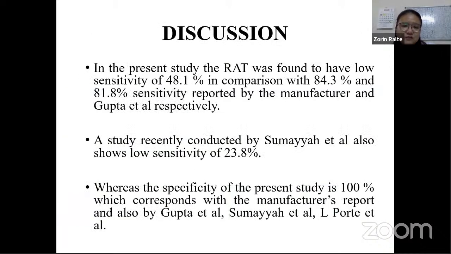Now coming to discussion. In my present study, I found that the rapid antigen tests have a low sensitivity of only about 48.1%, in comparison with other studies done by Gupta et al. and also by the manufacturer, which was about 81 to 84.3%. A study recently conducted by Sumaya et al. also shows a low sensitivity of 23.8%. Whereas the specificity of my present study is 100%, which corresponds with the manufacturer's report and also with Gupta et al., Sumaya et al., and Porte et al.